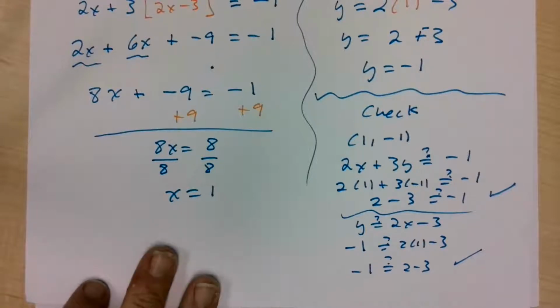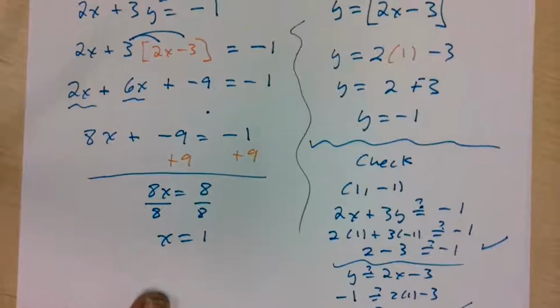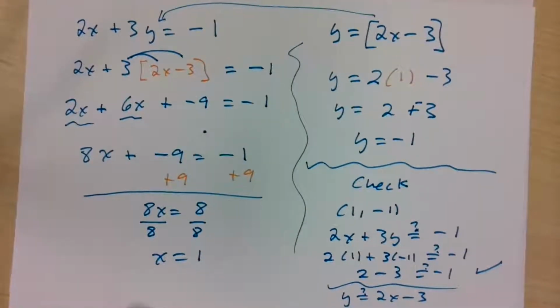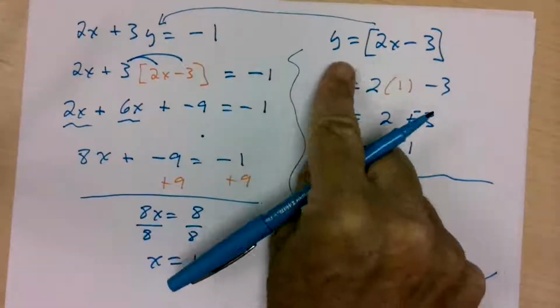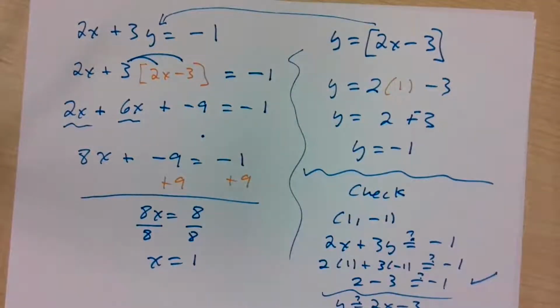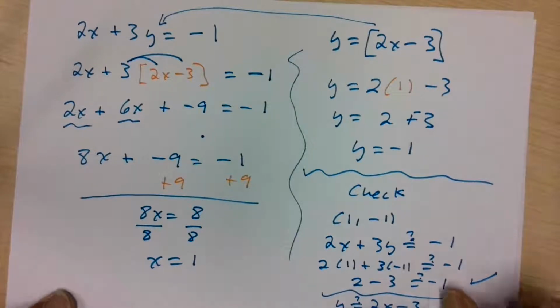Now, what was nice about this problem was that y was already solved for. My first equation was 2x plus 3y is -1. My second equation was y equals 2x minus 3. Since y was already solved for, I was able to plug it right in. But it's not usually quite that simple. Let's look at another example.